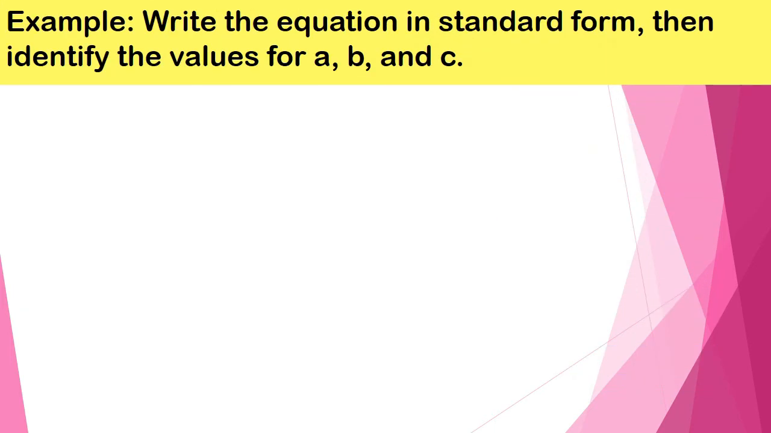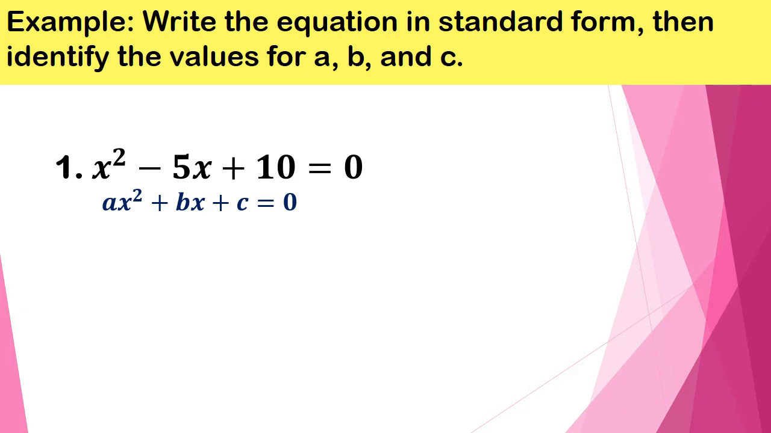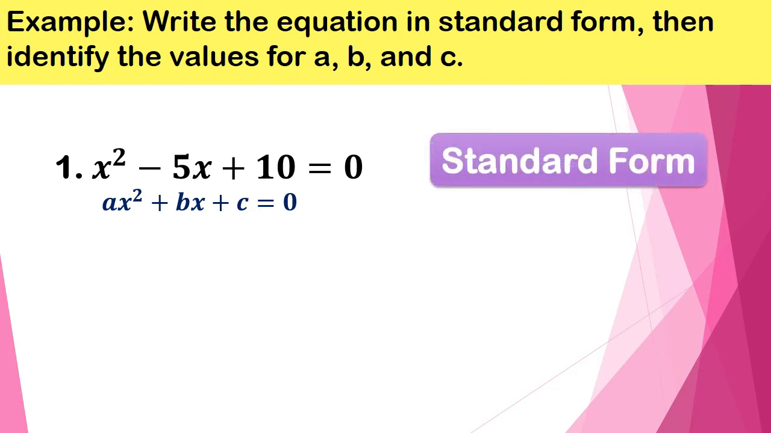Next, okay, another example. Write the equation in standard form, then identify the values for a, b, and c. Number 1, we have here x squared minus 5x plus 10 equals 0. Since our equation is the same as ax squared plus bx plus c equals 0, therefore it is in a standard form. So since the given is in a standard form, let's identify their values. So identify a, b, and c.